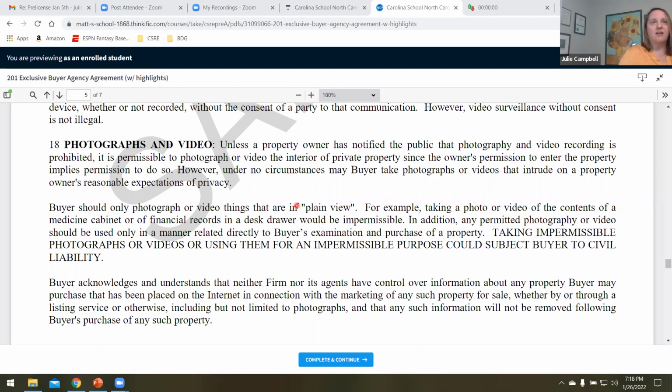Dad was upset that the seller wanted us to take our shoes off. Well, actually, Dad was upset with me when I asked him to take his shoes off. I'm like, it's the seller's rules. It's still the seller's house. Comments on that? Questions?